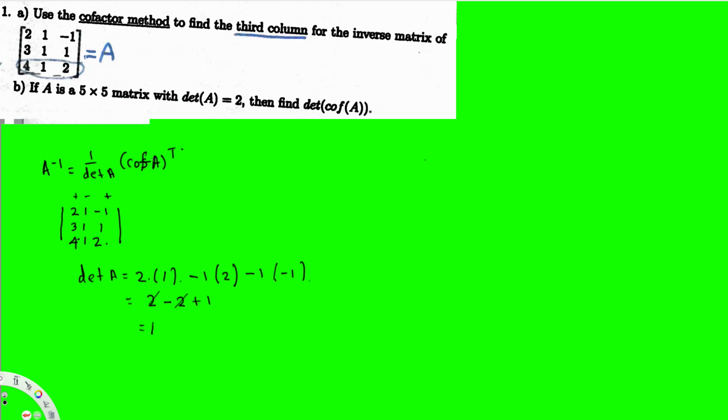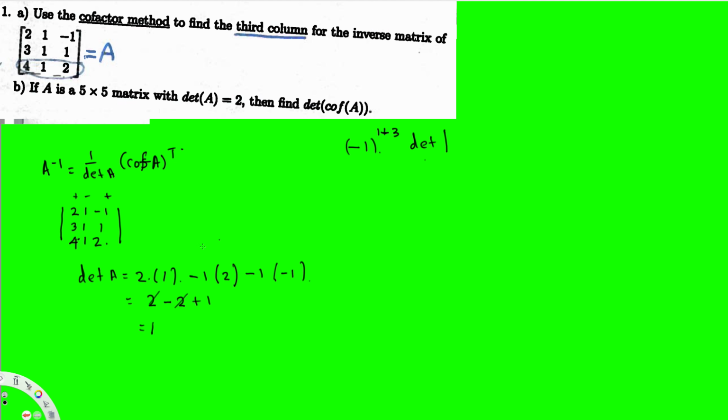Now I have to find the cofactor of A transpose, the third column. So I'm taking these three values. This is a cofactor equation. If I pick the 4, I have to consider its location. It's in the first column, third row. So I add the values: 1 plus 3. Then I have to multiply by the determinant of the remaining matrix.